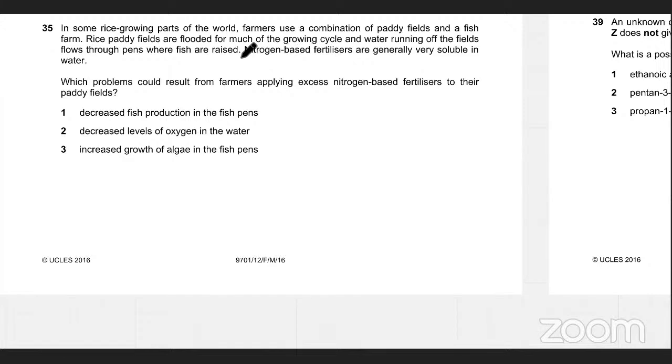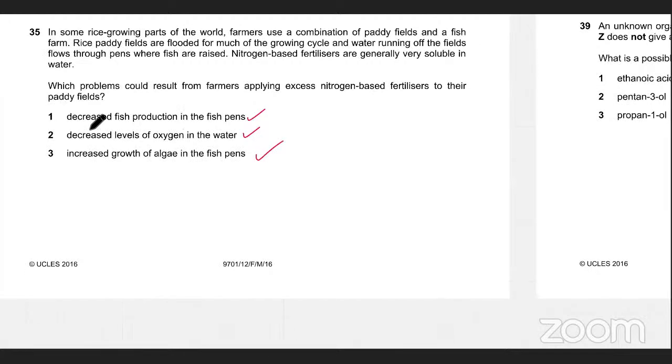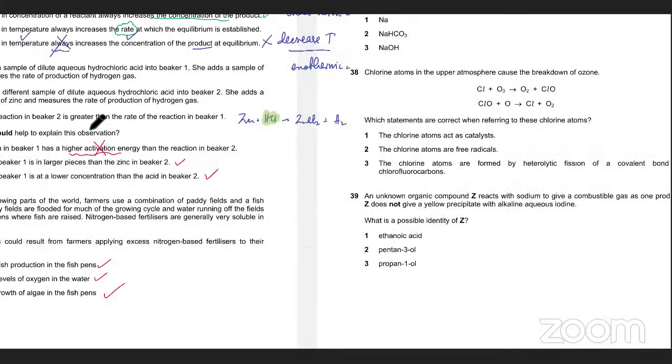What would happen to the fish water? It's going to be eutrophied because there would be too much algae growth. So decreased fish production in the fish pens. There's going to be algae growth, and sunlight will not be able to enter, and bacteria would grow on the dead algae and the dead plants. There's going to be decreased levels of oxygen as well. I think all three are correct. Clear? It's O levels eutrophication.